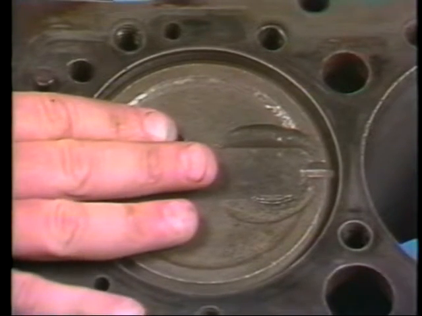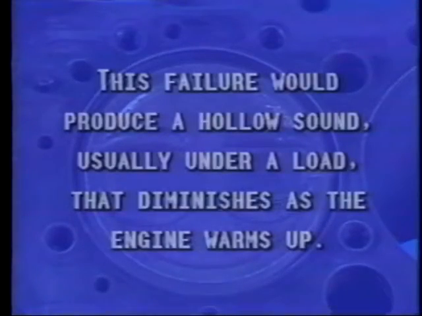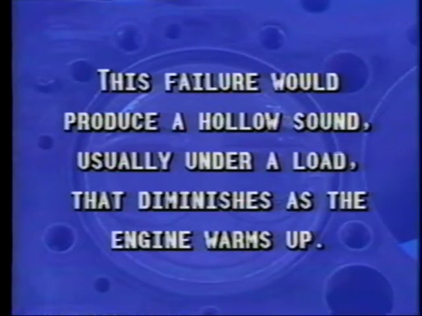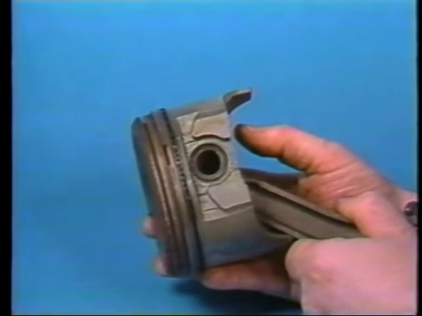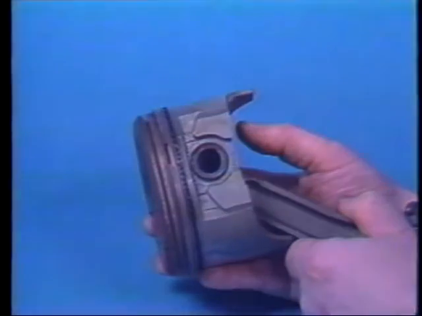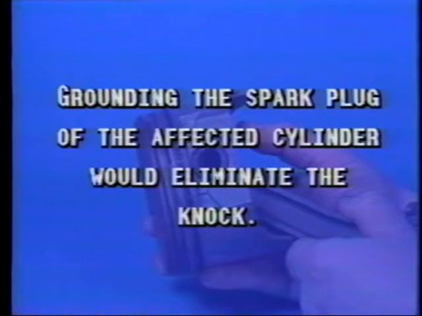Excessive piston to cylinder clearance can also be eliminated. This failure would produce a hollow sound, usually under a load, that diminishes as the engine warms up. Piston wrist pins with excessive clearance, as stated in response C, produce a sharp double knock sound which is louder when the engine is cold. In addition, grounding the spark plug of the affected cylinder would eliminate the knock, so this response can also be eliminated.